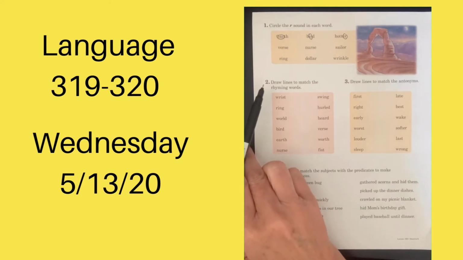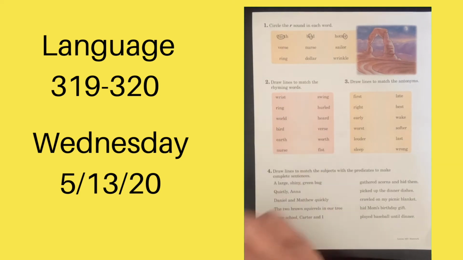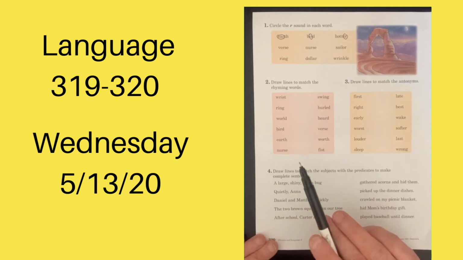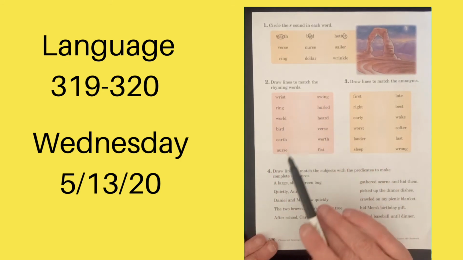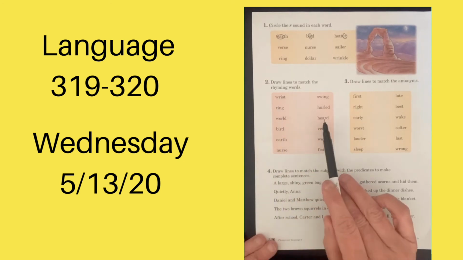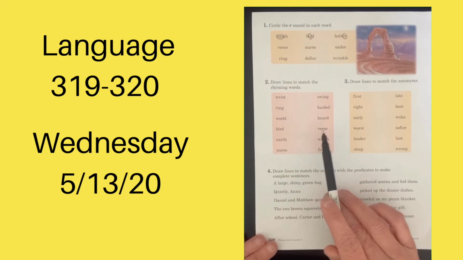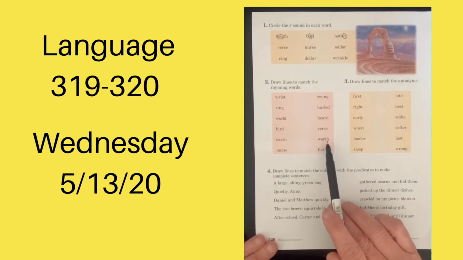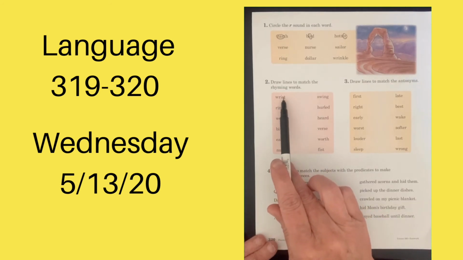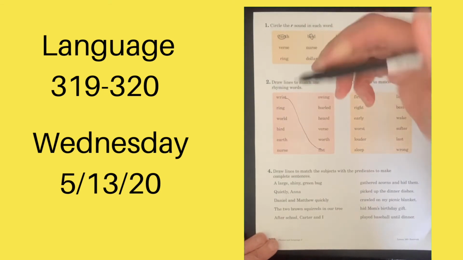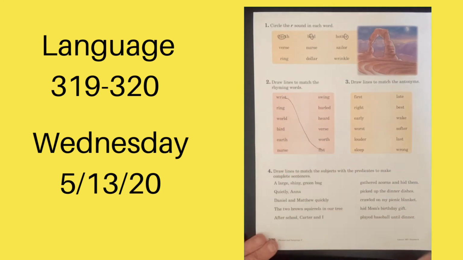Okay, number 2, draw lines to match rhyming words. Now remember, rhyming words have the same ending sound, but they don't always end with the same letters. It's the sound. So wrist, swing, no. Wrist, hurled, no. Wrist, heard, wrist, verse, nope. Wrist, worth, no. Wrist, fist. Of course, it was that very last one, right? After going through all that. So you're going to go through each one of these and find a rhyming word.